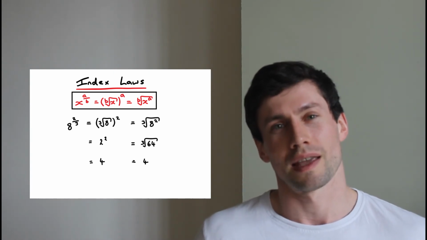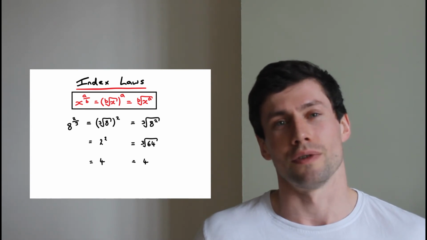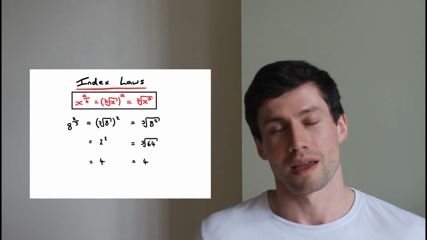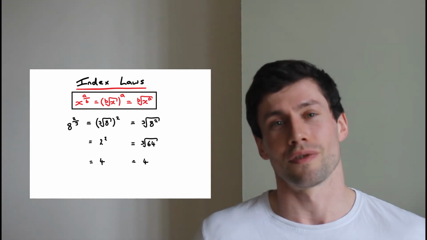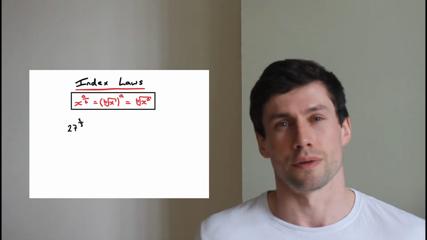I call this going up and going down, and it's usually easier to go down before you go up. It's easier to find the cube root, or the fourth root, or the square root, whatever the fractional indice is doing, to get a smaller number, before you then apply the numerator in the power to take the number back up.